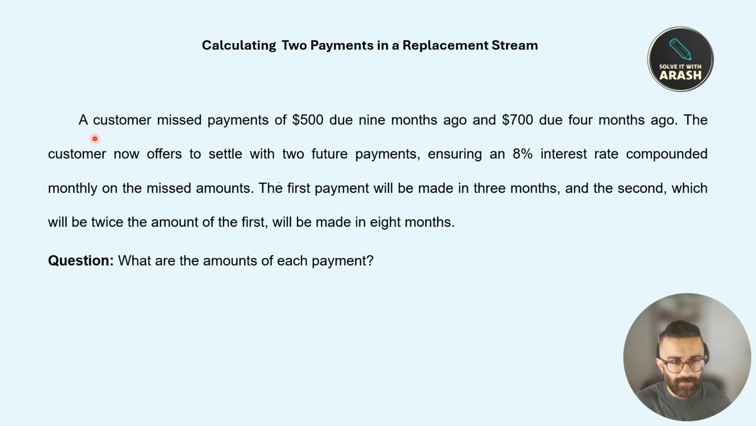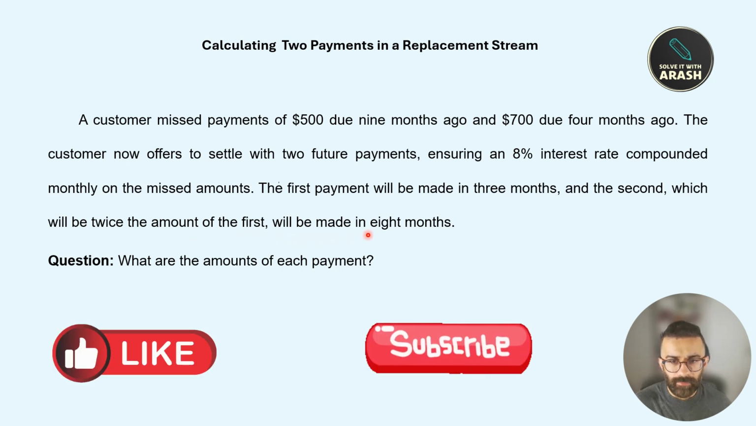Let's start by reading the question. A customer missed payments of $500 due 9 months ago and $700 due 4 months ago. The customer now offers to settle with two future payments, ensuring an 8% interest rate compounded monthly on the missed amounts. The first payment will be made in 3 months, and the second, which will be twice the amount of the first, will be made in 8 months. What are the amounts of each payment?